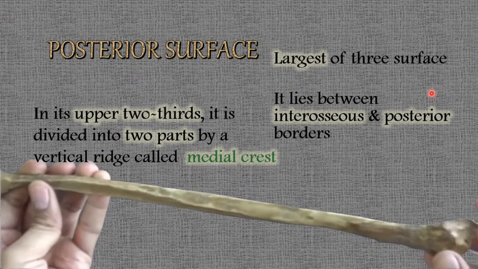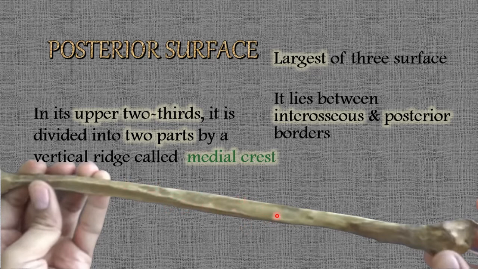Posterior surface, the largest of three, is compared to the medial and lateral. Medial is the narrowest, lateral is comparatively broader, but the posterior surface is the largest of the three. It lies between the interosseous and posterior border. Now this is the medial border or interosseous border, right? This one. Take a medial border, it will be lateral to that, and this is the posterior border, and this whole surface is the posterior surface, right?